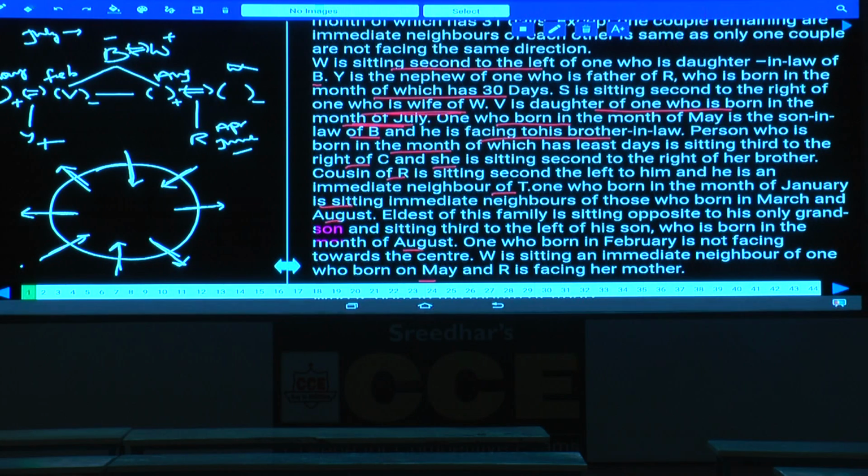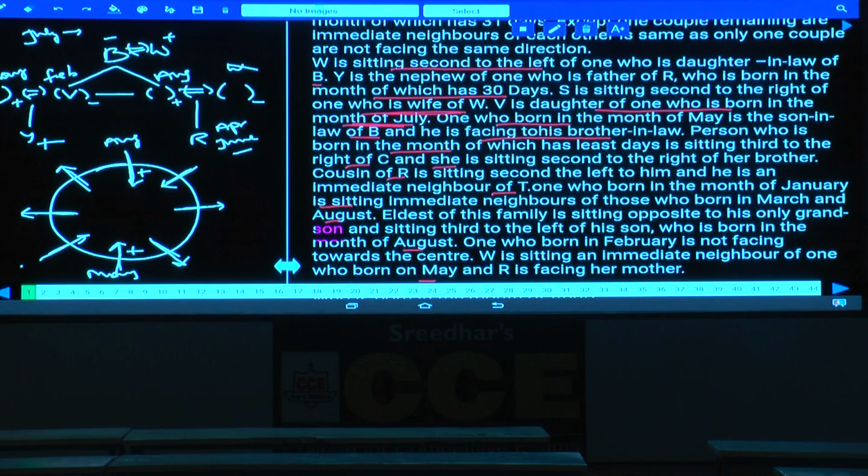Now we are fixing 2 persons. The persons who were born in the month of May and August are opposite to each other. Now this person is May and this person is August, and both these 2 persons are males and they are facing each other. We have that information, isn't it?